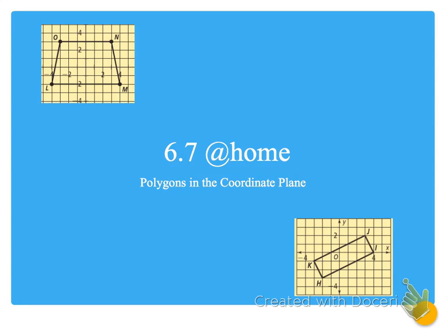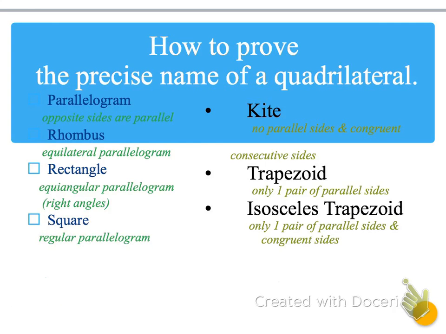So this is going to be 6.7, polygons in a coordinate plane. So here are the ones that we've learned so far. We have a parallelogram, where it literally says parallel in it. So we have two opposite sides being parallel. A rhombus is equilateral, so all the sides are equal.